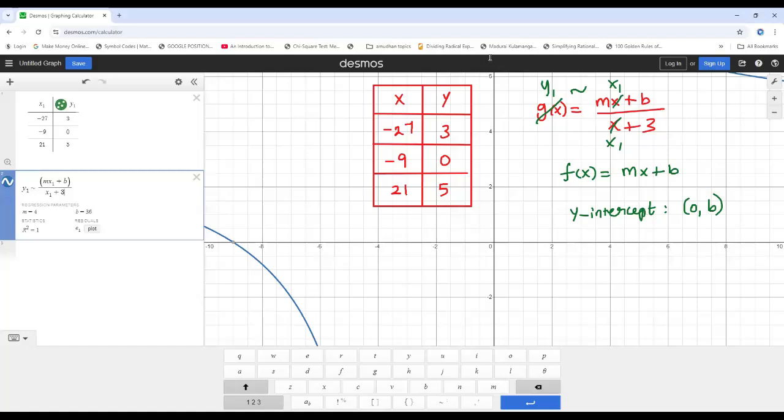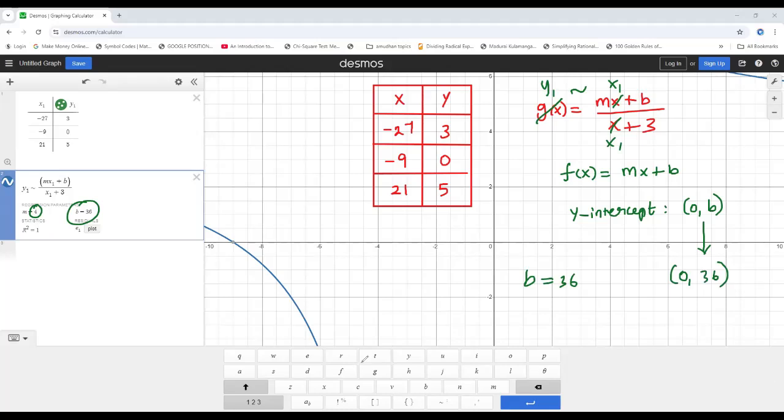When I do so, I'm getting m equal to 4 over here, and b equal to 36. So in the function g of x, I got the value of m and the value of b. The value I got for b is 36. Then the y-intercept of the linear function f of x is 0, 36. Okay, now I got the y-intercept of the linear function f of x.